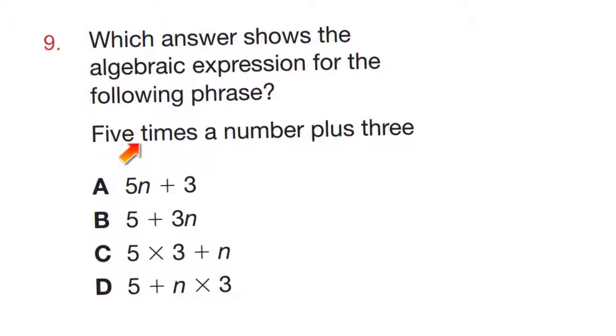It does not say 5 times 3, so we know it's not C. This one says n, a number, times 3. Well, we know 5, so now we're stuck. But remember what I just said. A number directly next to a letter means multiply. So 5 times n plus 3. That A would be our answer.